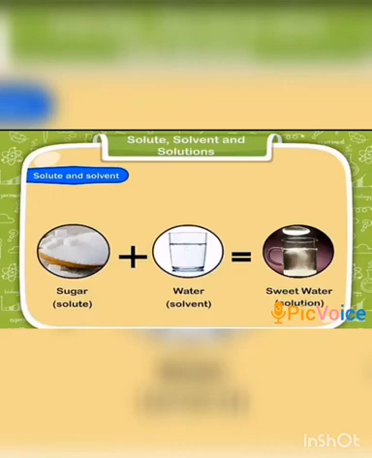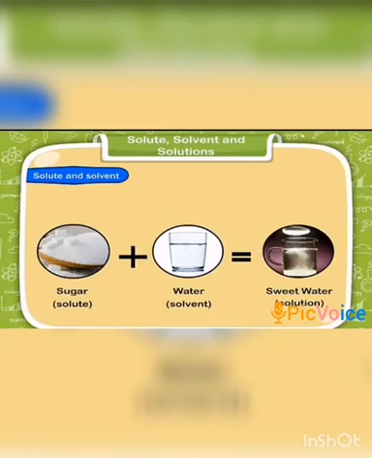For example, if we add a salt to water, we get salty water. Here, salt is a solute, water is a solvent, and the salty water is a solution.